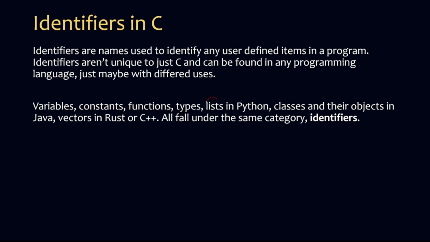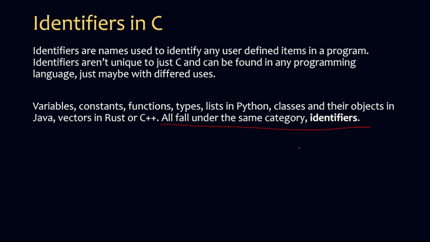In Python, we have lists. Then we also have classes in Python. We also have classes in Java or C++, or well, not in Rust, but Java and C++ and Python. And their objects in Java. Yeah, so classes and their objects. Both of these things have identifiers. Then vectors in Rust or C++, again, these are all identifiers. They fall under the same category.